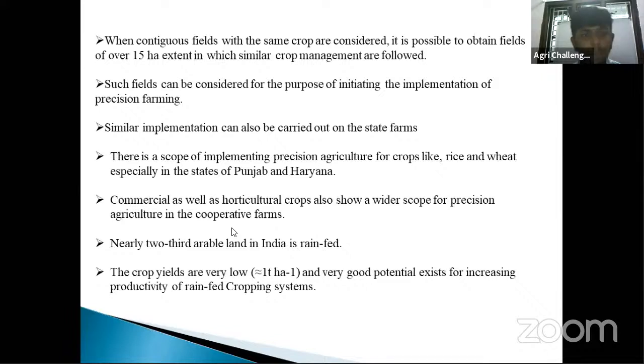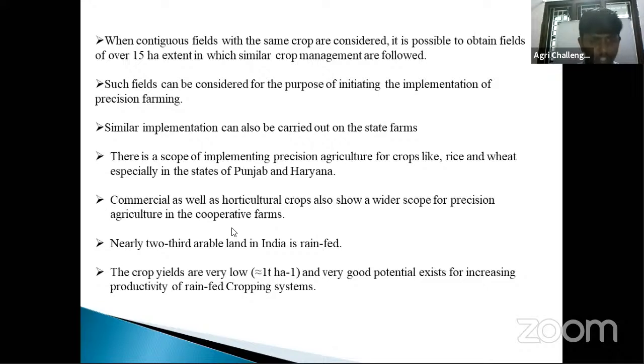There is scope for implementing precision agriculture for large-area crops like rice and wheat in the states of Punjab and Haryana. Commercial as well as horticulture crops also show wide scope for precision agriculture, with possibilities like cotton or sugarcane. Also, there is more possibility in cooperative farms.